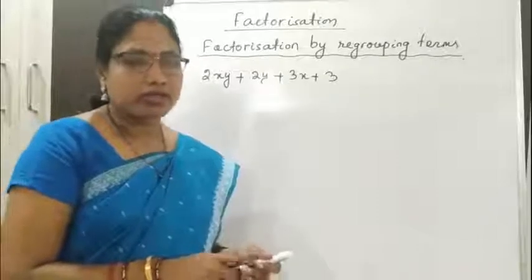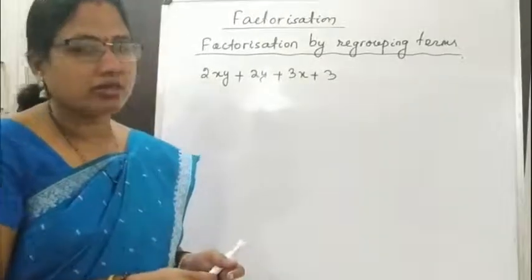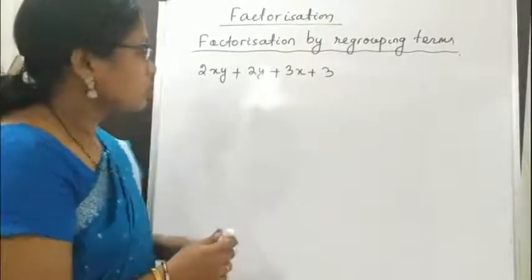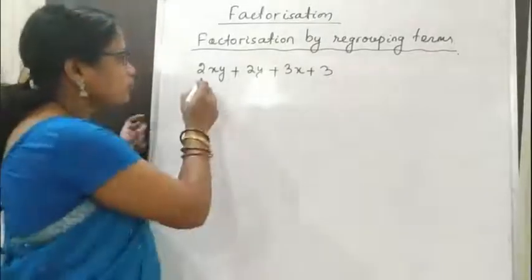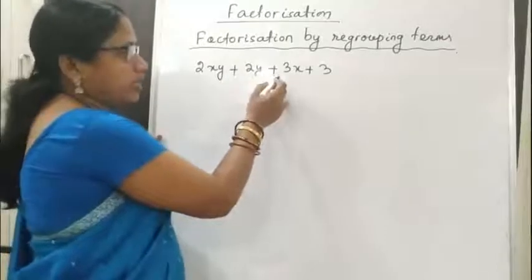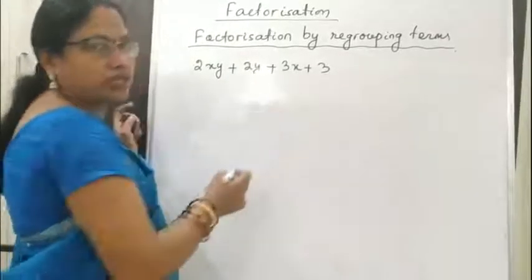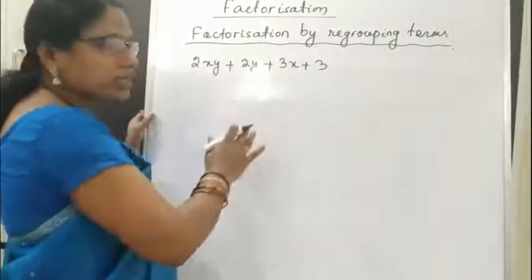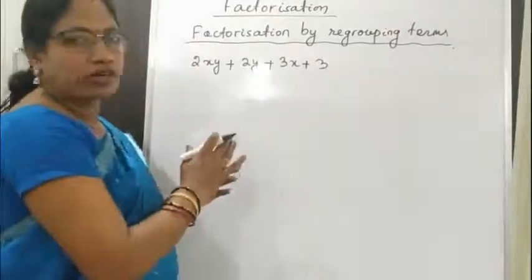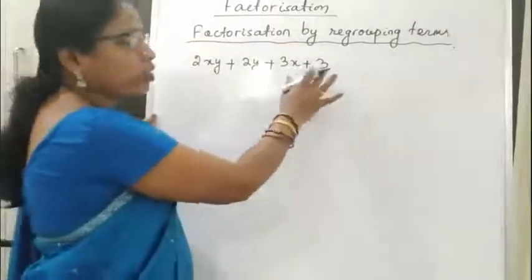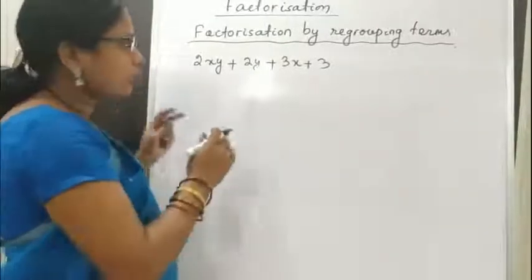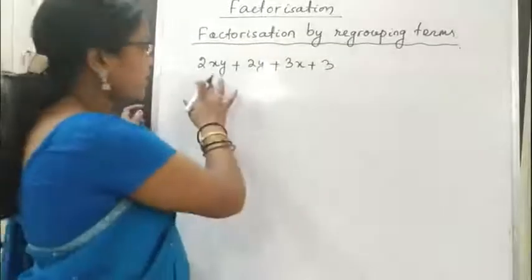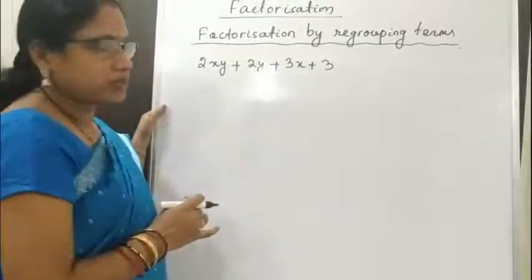Let us discuss the next method for factorization, that is factorization by regrouping terms. Consider this expression: 2xy plus 2y plus 3x plus 3. Here there is no single factor which is common to all the terms, so we cannot apply the method of common factors to factorize this algebraic expression.